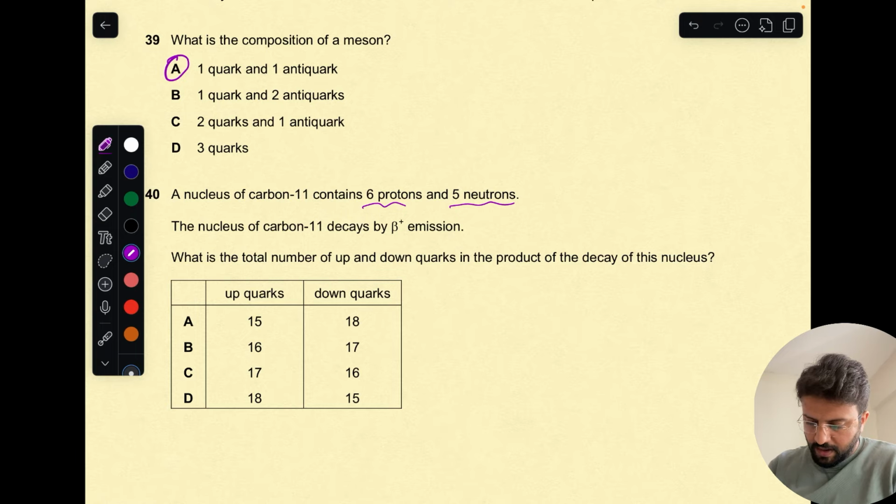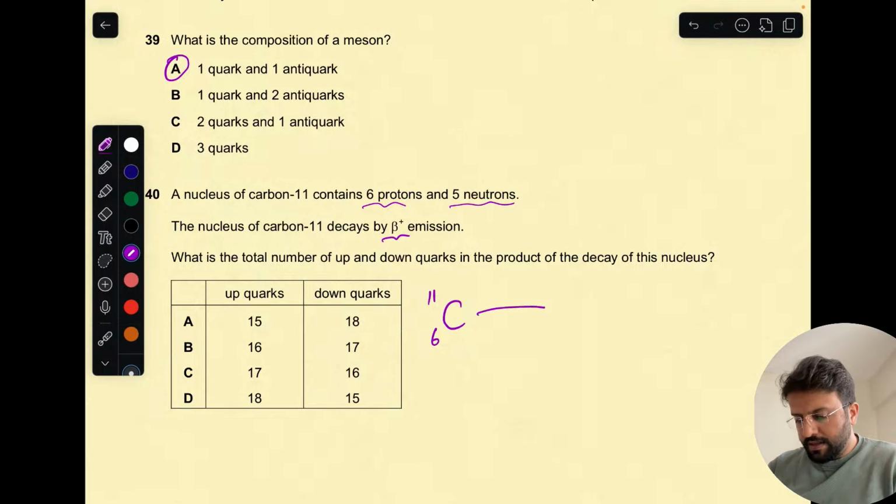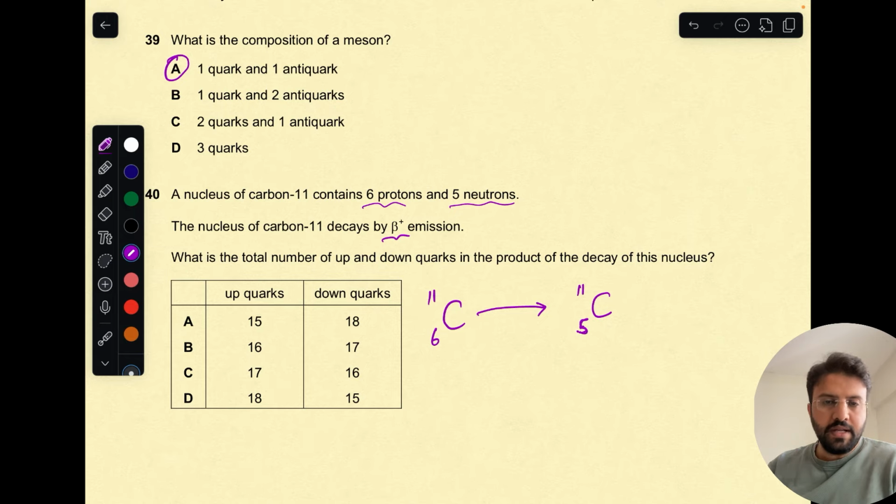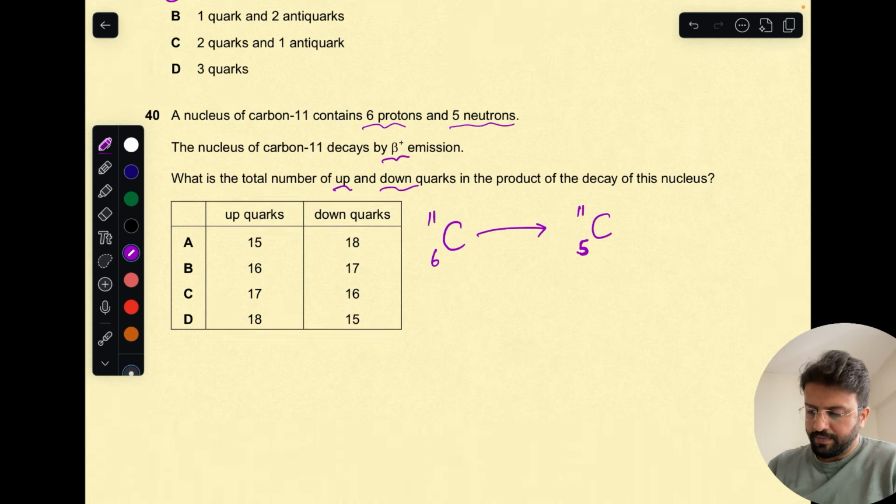So let's work it out. Carbon has 6 protons and 5 neutrons, so its mass number is 11, its charge is 6, and it is emitting beta. When it emits beta-plus, this carbon will change into a nucleus with mass number 11 and charge 5, because the proton number decreases by one. What we have to find is the total number of up and down quarks in this. So let's work this down.